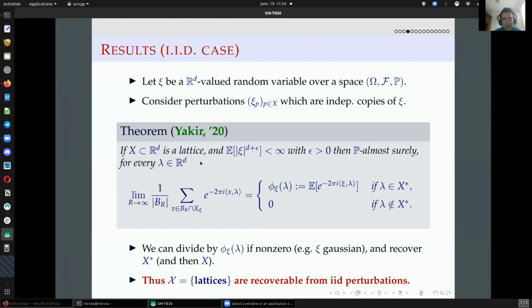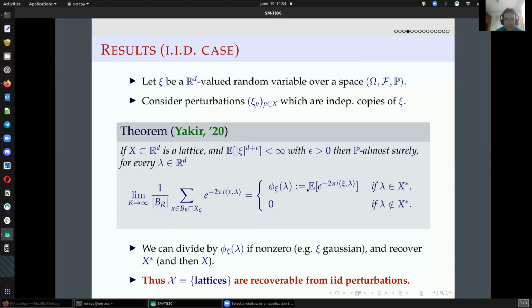And then the result of Yakir said that almost surely for every lambda, this is equal to either 0 or a number depending on psi and on lambda. And actually it is the so-called characteristic function of the random variable psi calculated at lambda. This is what happens if lambda is a point in X star, the dual lattice of X, and otherwise I get 0 if I'm not in the dual lattice.